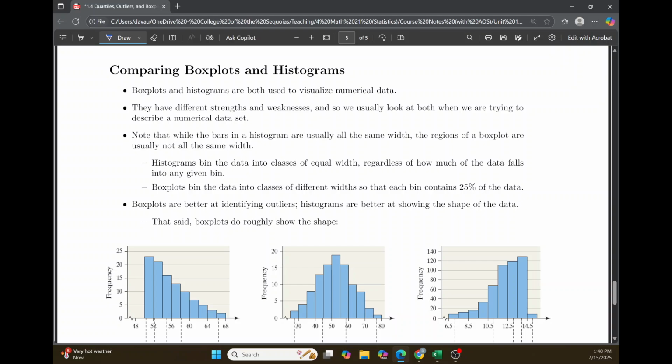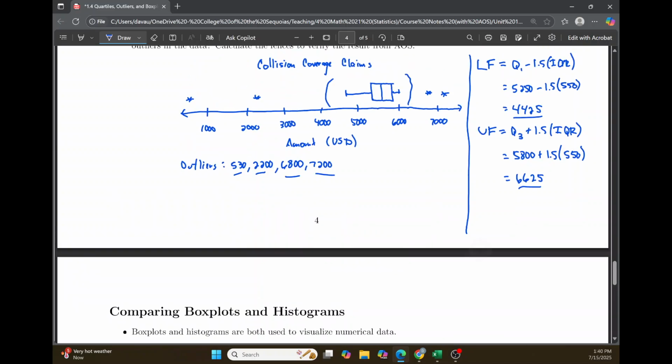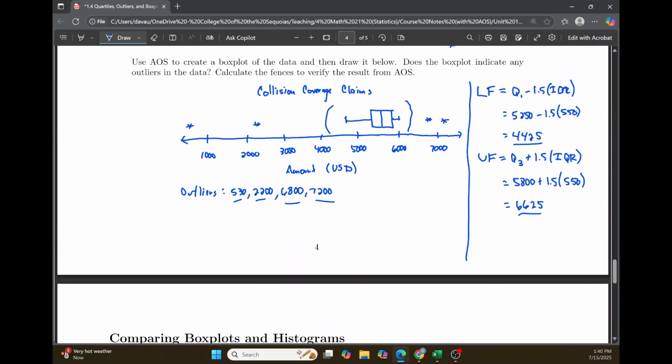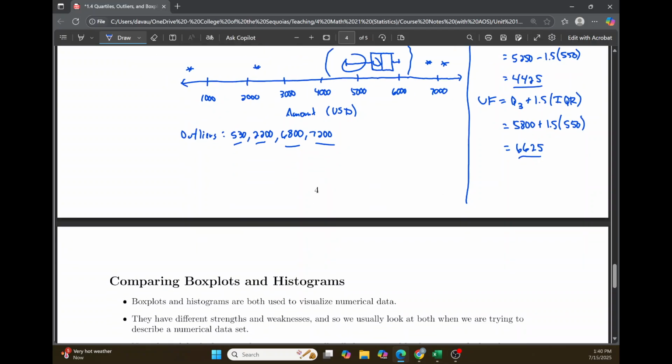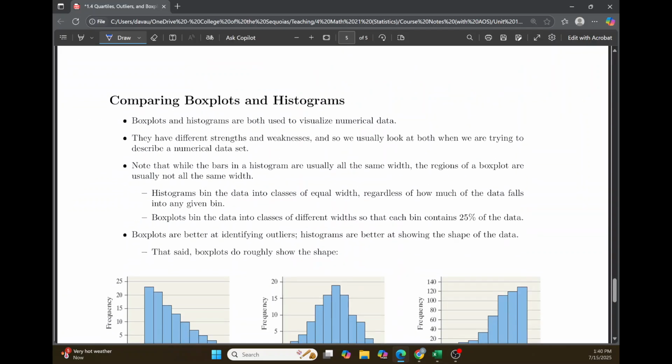Here are some connections that hopefully you can make in your mind. Note that while the bars in a histogram are usually all the same width, the regions of a box plot are usually not all the same width, right? We've seen that previously. The regions in the box plot, this whisker is much longer than this little region and so forth. So that's one difference between them.